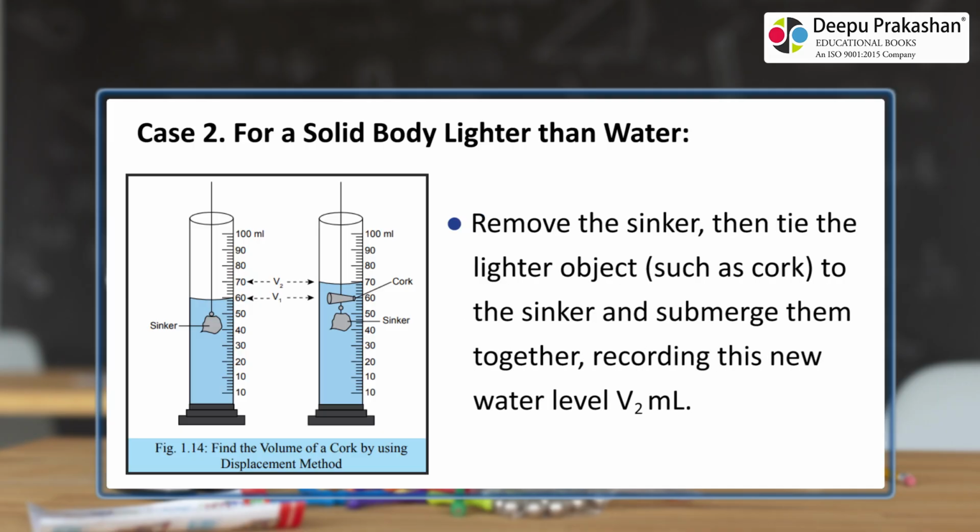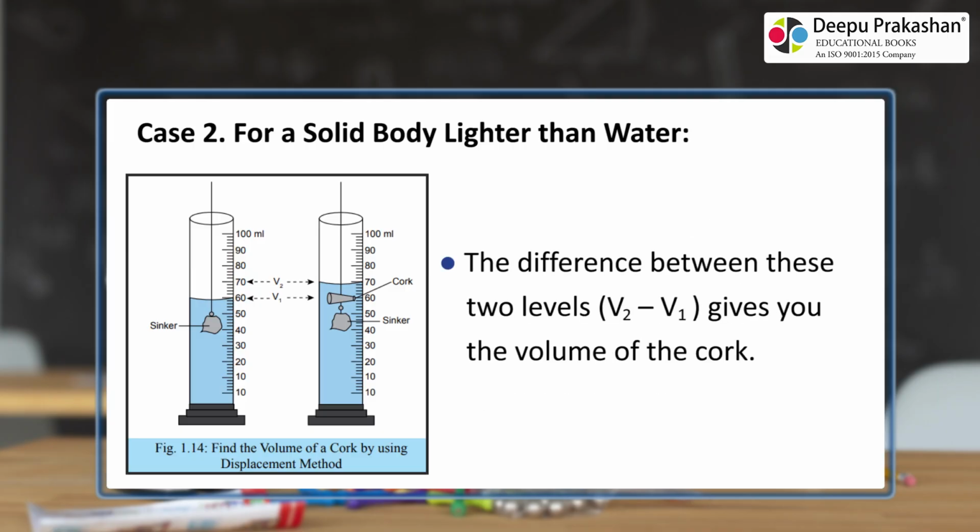Remove the sinker, then tie the lighter object, such as cork, to the sinker and submerge them together, recording this new water level V2 ml. The difference between these two levels, V2 minus V1, gives you the volume of the cork.